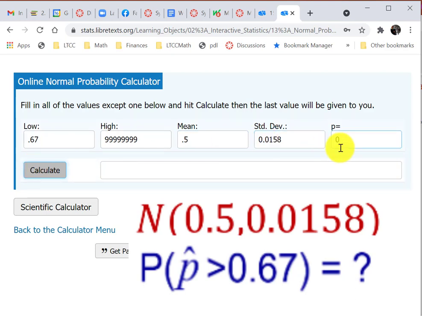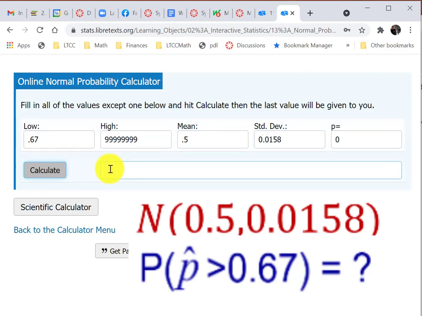Notice it gives me 0, because it is such a small number. It's not truly 0, but it's probably like over 100 decimals before you get to 0. So it means that this can't happen. If you truly did a random sample and the mean was 50%, you're not going to get 67% of the people to respond that they agree with legalizing marijuana.